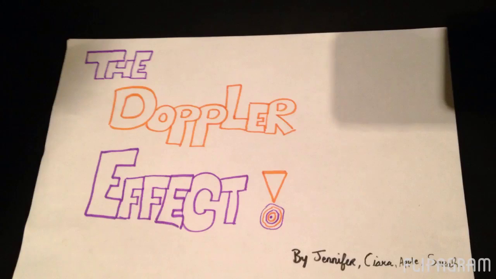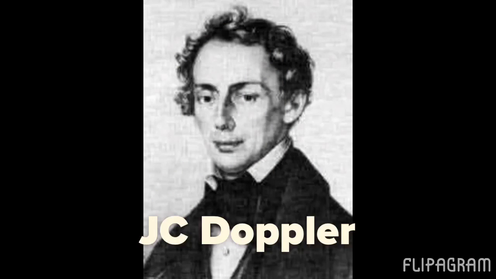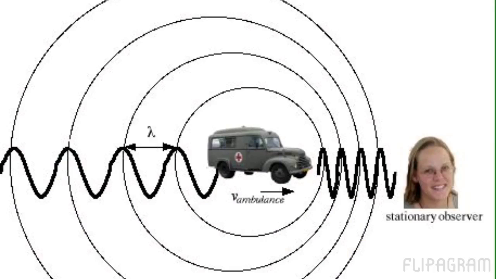The Doppler effect is an increase or decrease in the frequency of sound, light, or other waves as the source and the observer move towards or away from each other. JC Doppler came up with this effect in 1842. He was a mathematician and a scientist. There are many everyday examples of the Doppler effect.